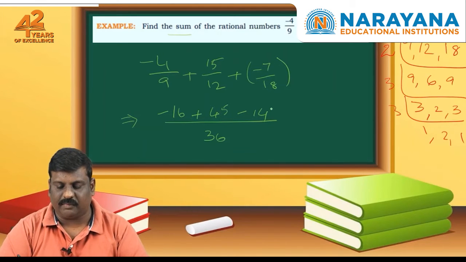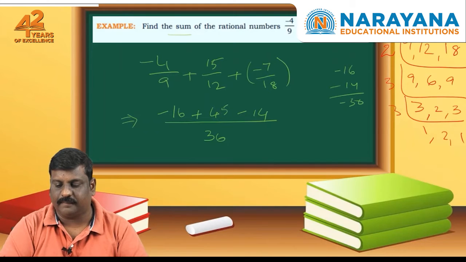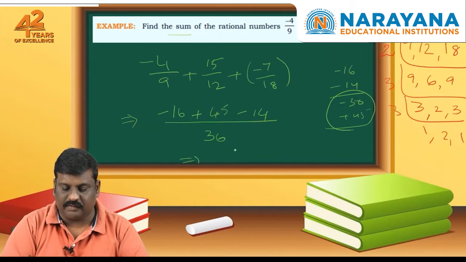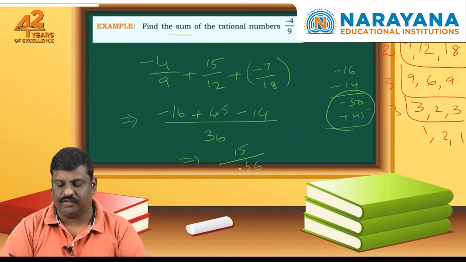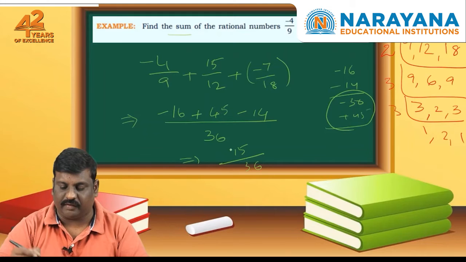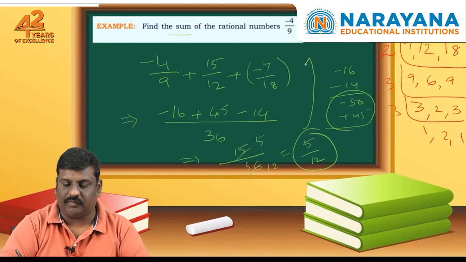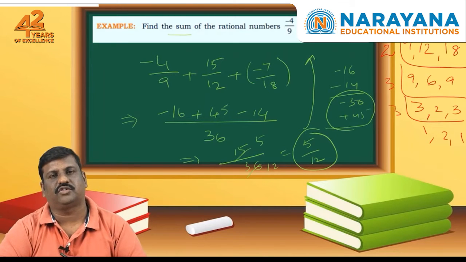So minus 16 minus 14 comes to minus 30. And 45 is plus 45. These have different signs so they should be subtracted: 45 minus 30 is plus 15. So the answer is 15 upon 36. If cancellation is possible by dividing by 3, we can do it: 3 fives are 15, 3 twelves are 36. So the answer is 5 upon 12. This is the sum of the given three rational numbers.